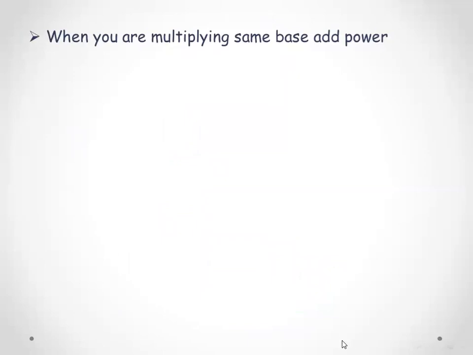Okay, girls, when you're multiplying the same base, you're going to add the powers. As in the example here, 2 power 2 times 2 power 4. I have the same base, 2. So I'm going to put it as my base and then add the powers 2 and 4. So it's equal to the power 6. My answer is 64. On your calculator, you put 2 to the power 6. The answer is going to be 64.